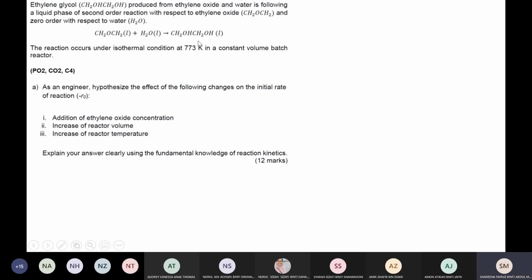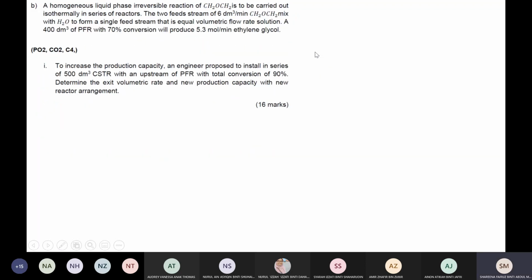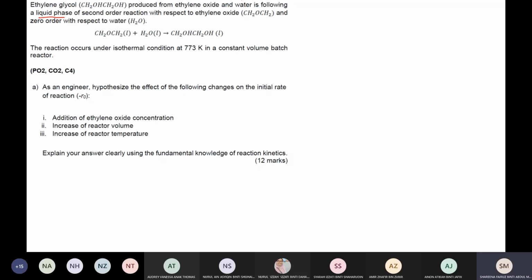So it said that this is a liquid phase, and this is a second order reaction for A, and 0 order for B. So the first one, you just do it as negative rA is equal to k CA CB. So this is 2 and this one is 0. It means that it is k CA squared.